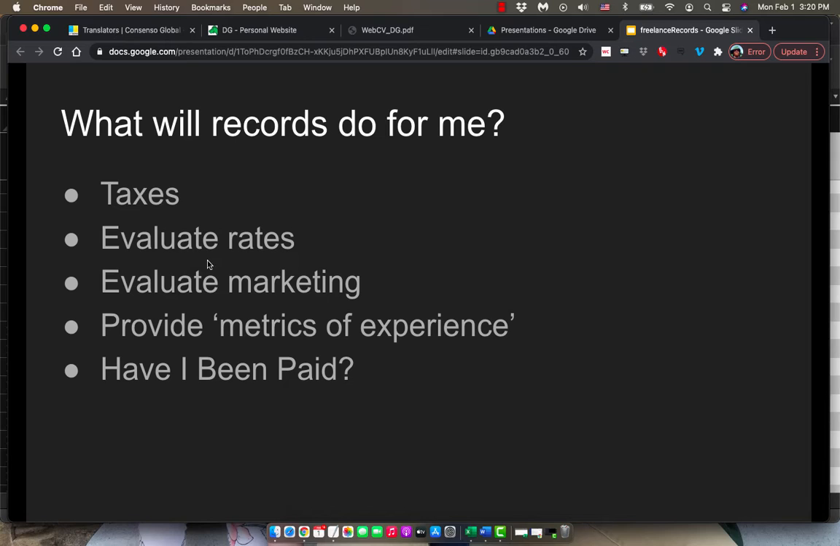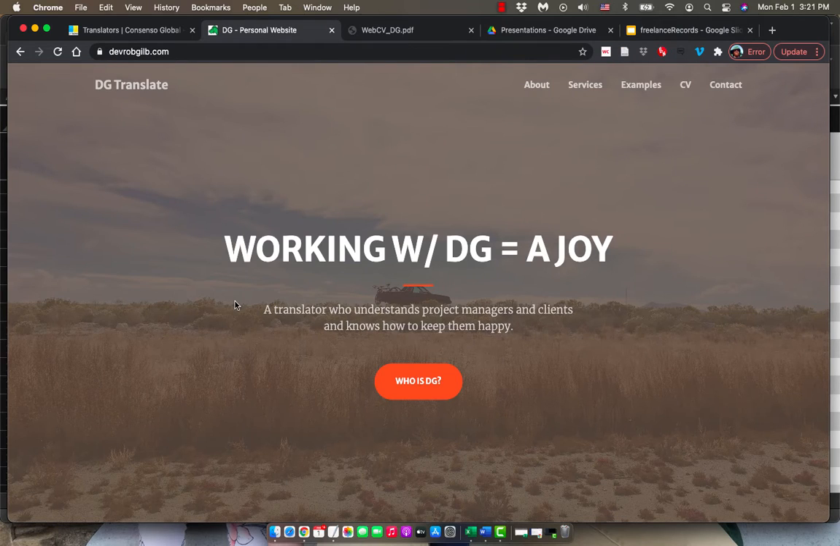It'll help us evaluate how we're getting work, our marketing strategies. It'll provide us metrics of experience, basically being able to tell future collaborators where we have experience and how much, and the all-important have I been paid. It'll let us keep track of who we've told to pay us and whether or not they have paid us. And so we're going to look at how I keep records as a freelance translator interpreter.